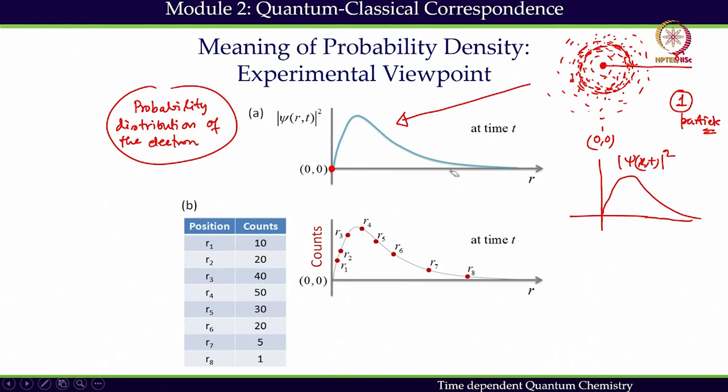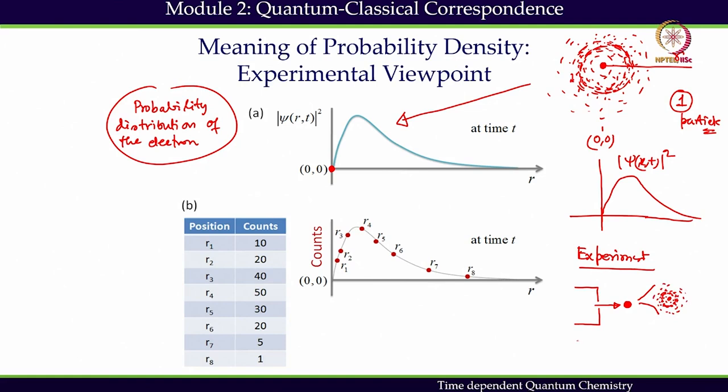But in terms of experimental measurement, what does it mean? Let us think about a thought experiment. Let us assume that I have a device which can produce identical hydrogen atoms. If I magnify it, each atom has a nucleus and its electron cloud around it.